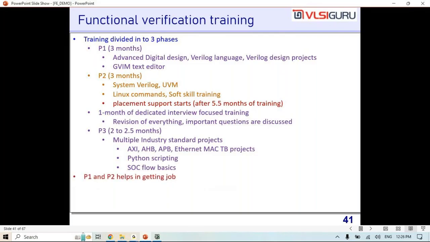See, phase 1 and phase 2 help in getting the job. Phase 3 helps you perform in the job. Once you join the job, these industry standard projects that we do will be very helpful to you. Because when you go to industry, you should be familiar with how the project flow works, what kind of issues are seen, and how to resolve those things. These projects will help you.